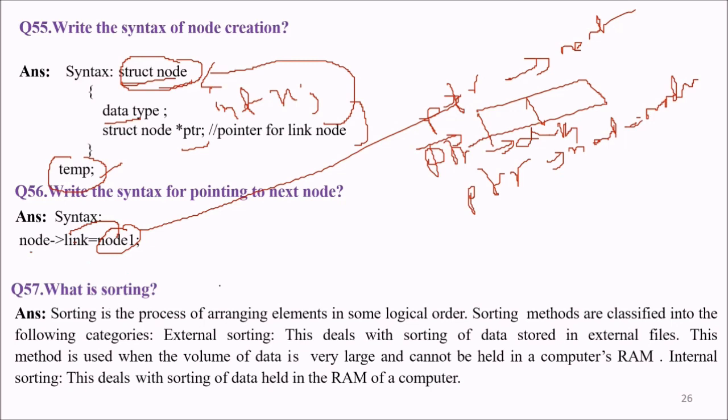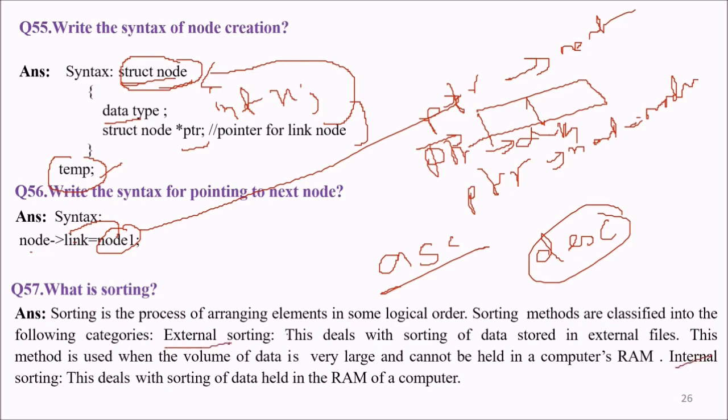What is sorting? Sorting is the process of arranging elements in some logical order, and specifically in increasing, ascending order as a default. Sorting can also be descending, but it is not the default. By default, we talk about ascending order only. Sorting methods are classified into two categories: external sorting and internal sorting.